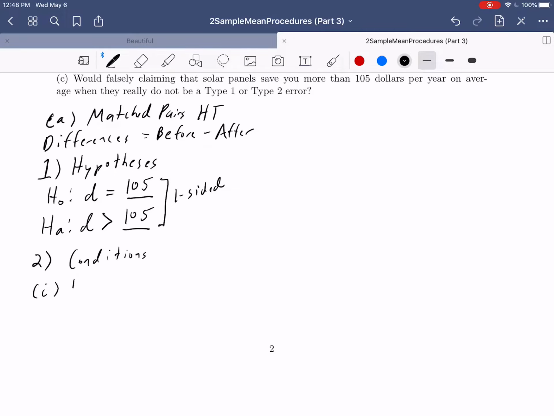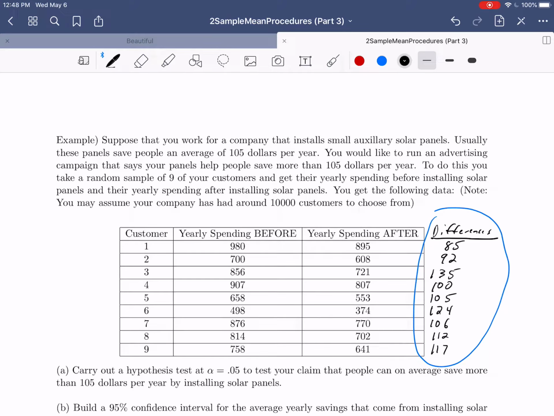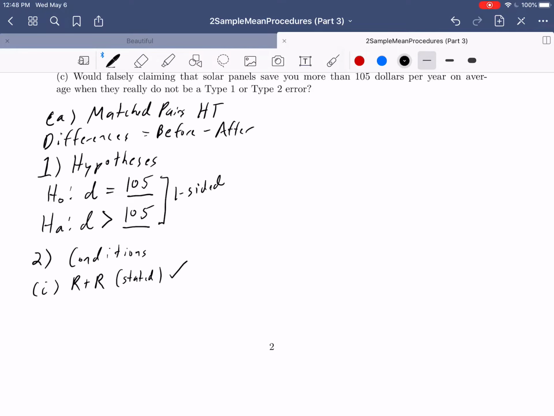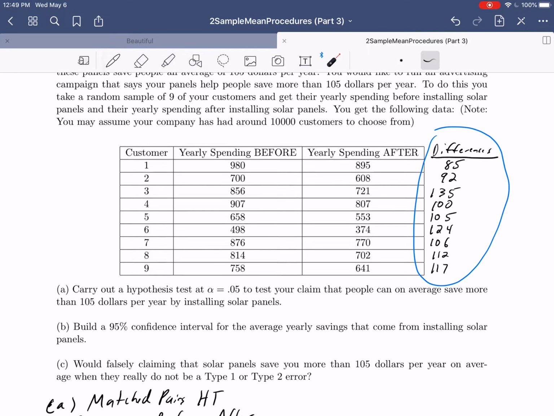Well, the first condition, as always, is that it has to be random and representative. If we go back up here, it does say that we randomly sampled 9 of our customers. So we've got that, that's stated. Put our little check mark there. Then we need to make sure that our sample size is less than 5% of our population size. Well, again, remember, sample size is something we will always know. Population size, we have to read through and see if that was given to us.